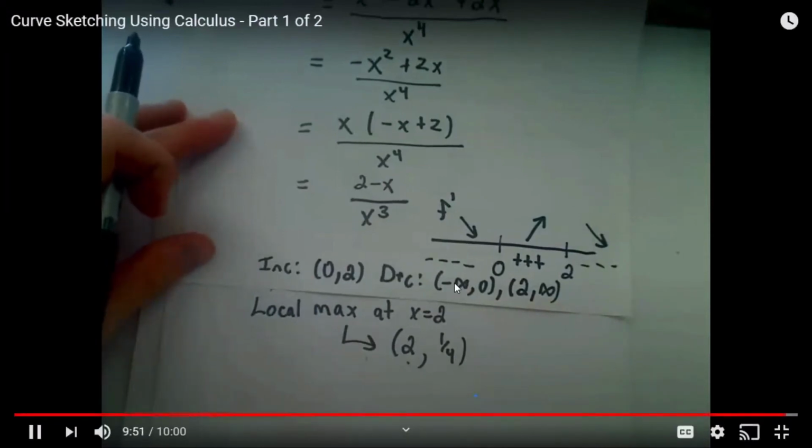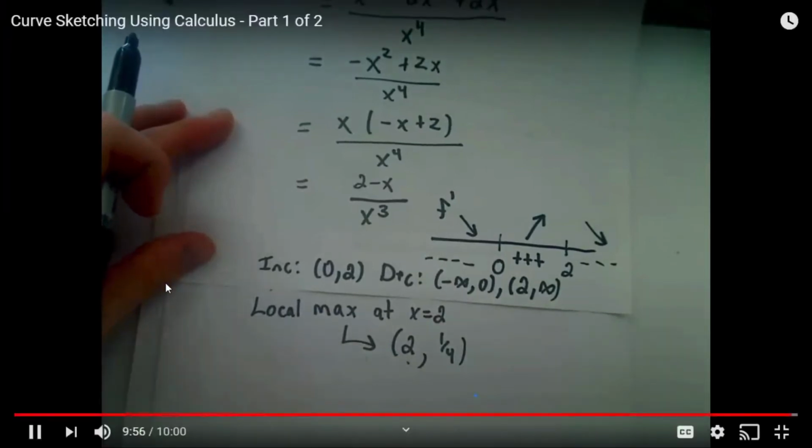All right, so we're getting close. This is part 1. I'm going to finish out concavity, inflection points, and actually sketching it in part 2 of this video. So dig around, it should be close.